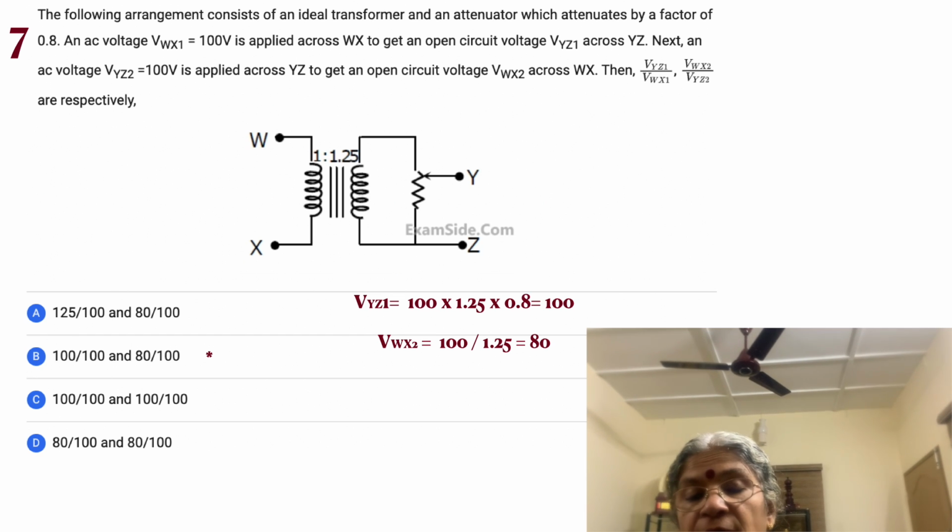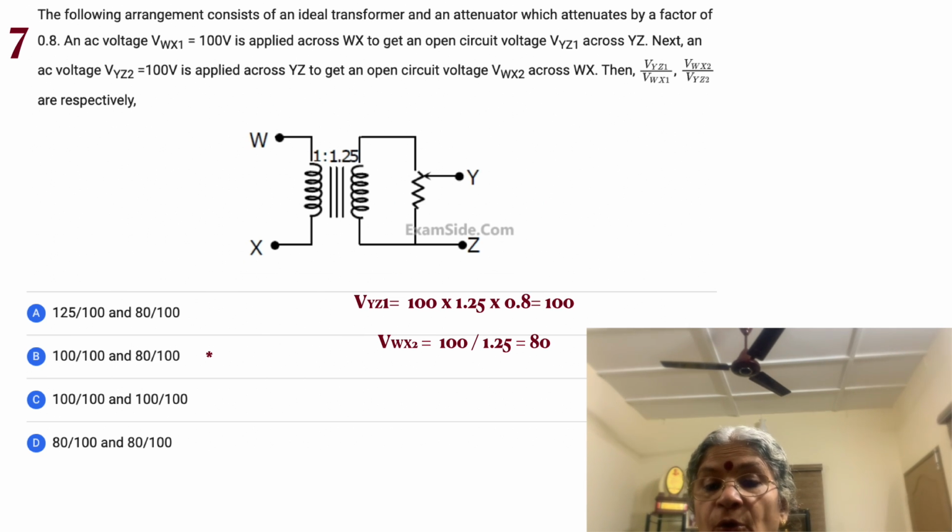So you are transforming it so that the voltage on the secondary is larger because the ratio is 1 is to 1.25. So it becomes 100 into 1.25. Then it gets attenuated by 0.8. So the voltage that is available across Vyz1 when 100 volt is applied across Wx is also equal to 100. So one of the answers should be 100 by 100, and there we see that B and C happen to be 100 by 100. So either B or C is right.